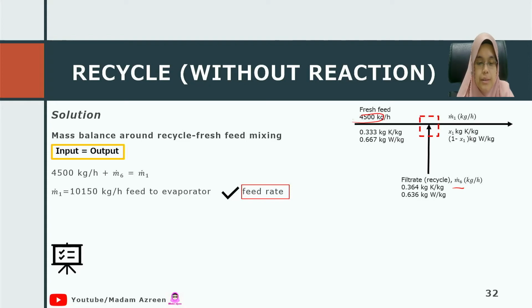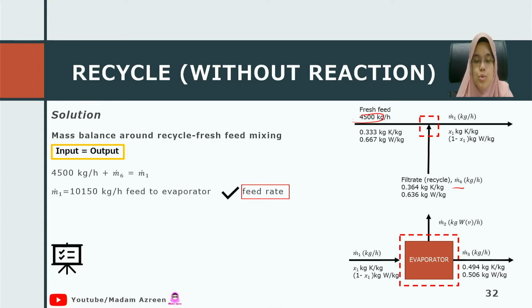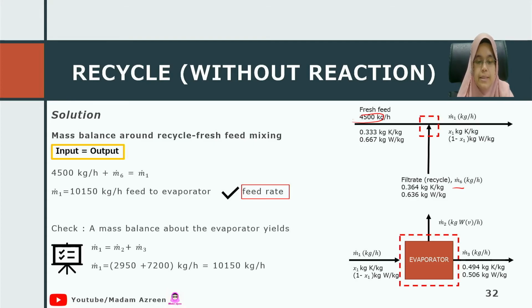And the feed rate to the evaporator is also a value the question asks for. Or you can choose the boundary at the evaporator, whereby you already know M2 and M3. You can straight away get the value of M1. It should be the same value. This is also one method to recheck whether your calculation of M1 is correct. So you have already determined everything for question A.